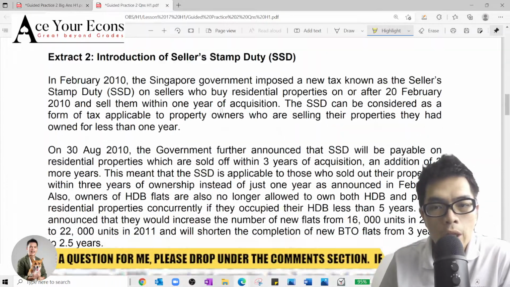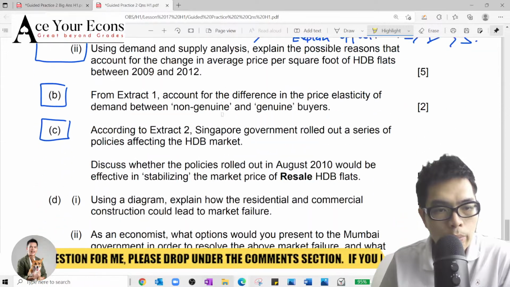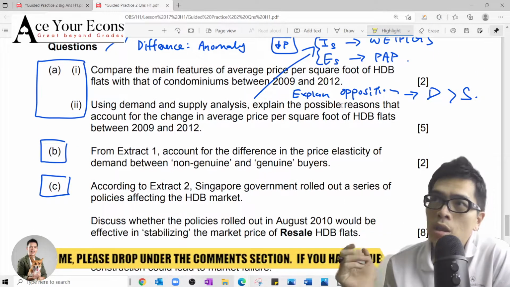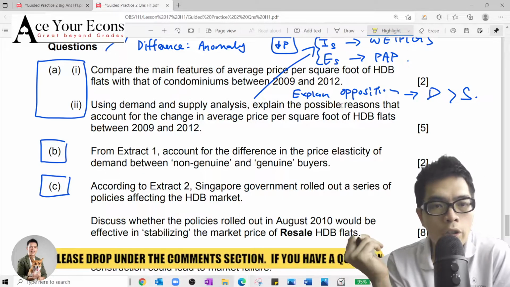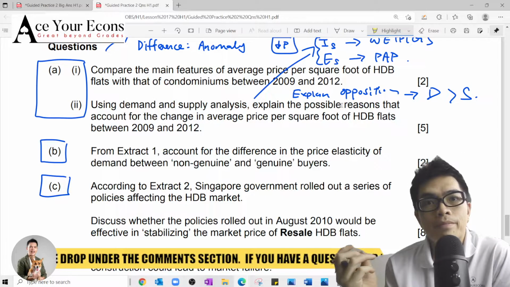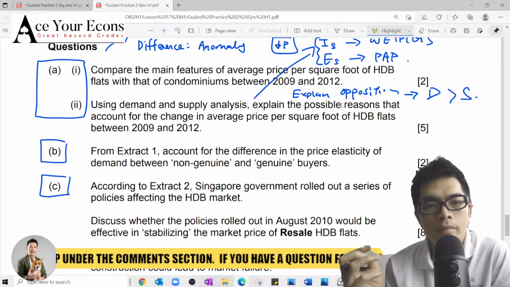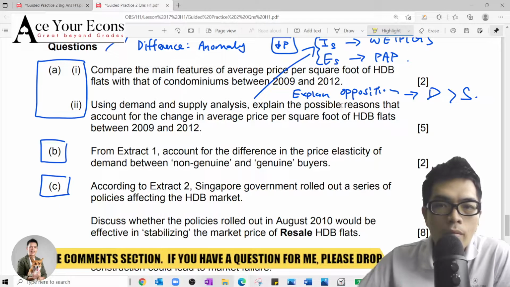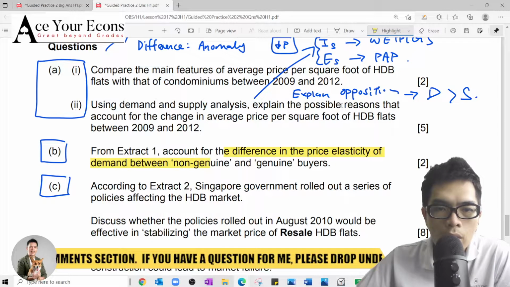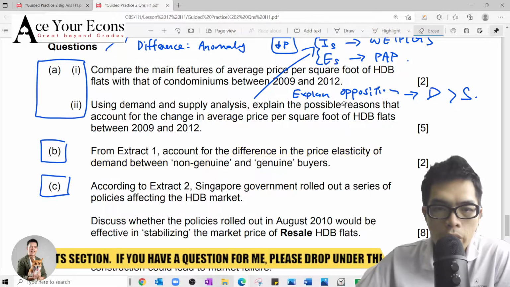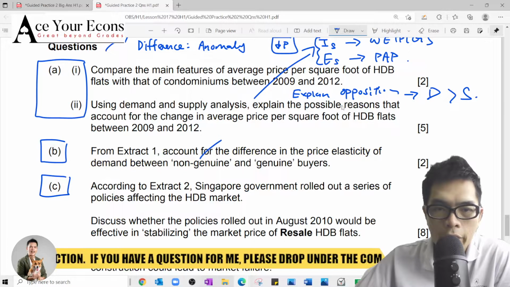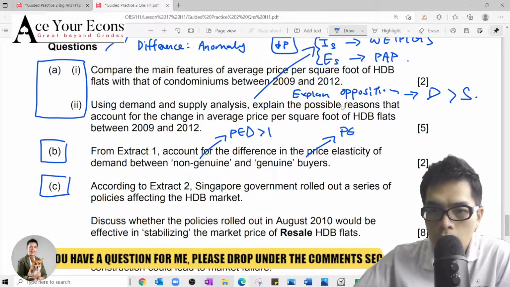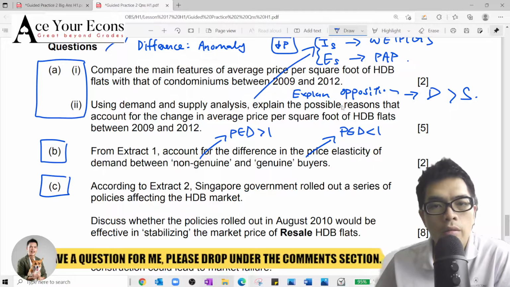Alright, so we will quickly move on to A part 2B. Question B is an easy one. Maybe Alice, would you like to share? How would you do question B? The non-genuine buyers are price elastic and the genuine buyers are price inelastic. So how are you going to justify that? So this is PED greater than 1, PED lesser than 1. Right?